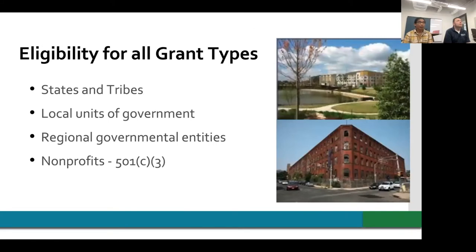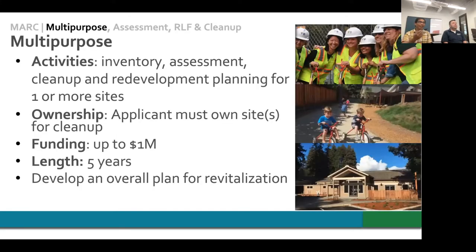So eligibility for all types of grants: if you're a state, a tribe, a local government, a regional governmental entity, or a nonprofit. If you're a private entity, or if you want to help private industry benefit from it, they have to go through an eligible entity. I mean, it's more complicated than that, but you have to get in the door first, and then we can explain it more, because there's a lot of devil in the detail. But that's what Scott, Travis, and I are here for.